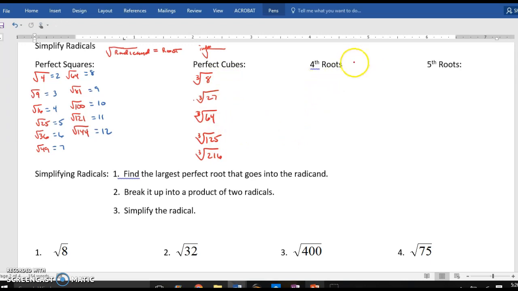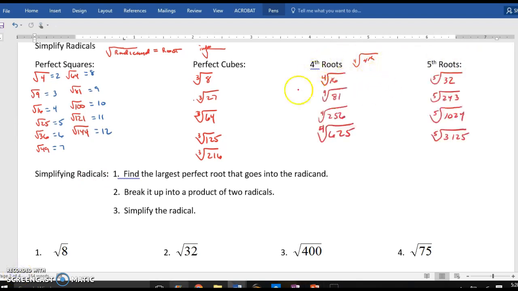Now, fourth roots, right? We're going to raise every counting number to the fourth power, and the fifth roots and so on. So pause the video and I'm going to have all the roots on there and you're going to write them down. So here are all your fourth roots, here are all your fifth roots that you need to memorize. So all of them you see on here should be memorized.